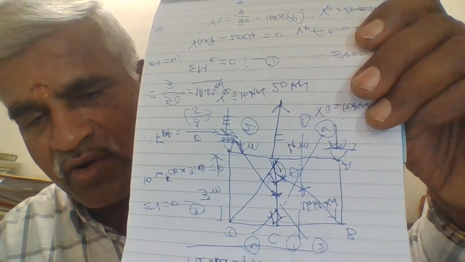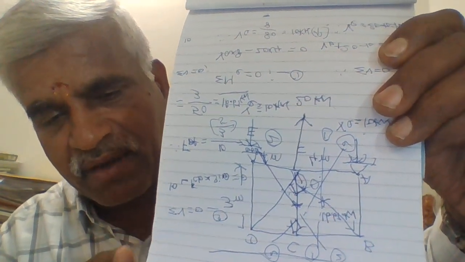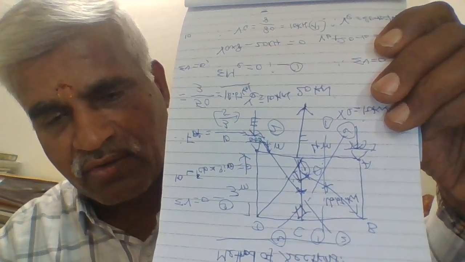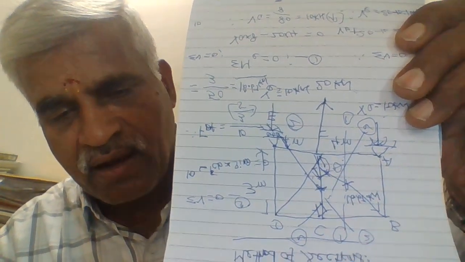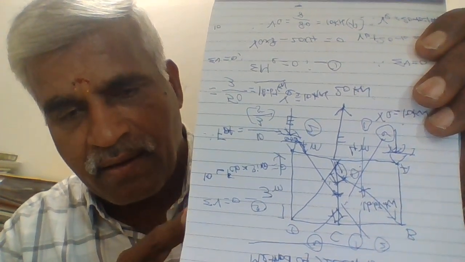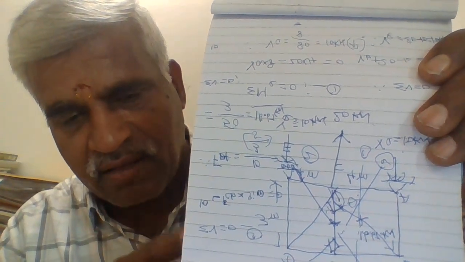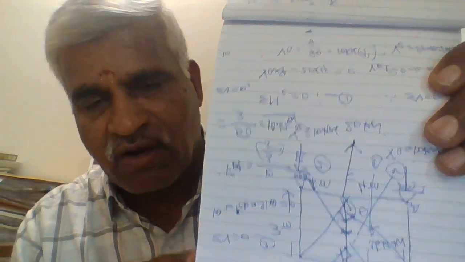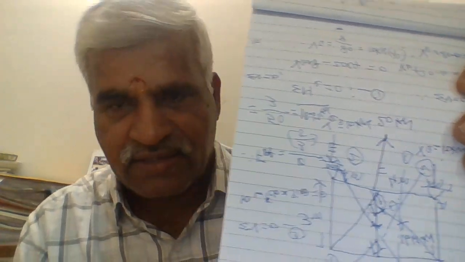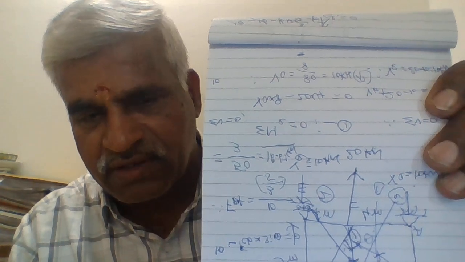Out of these, I am going to find the vertical member CF and the inclined member BF. I have shown the section also, the 1-1 and 2-2 section planes. We have to use the three equilibrium conditions: sigma V equal to 0, sigma H equal to 0, and sigma M equal to 0.